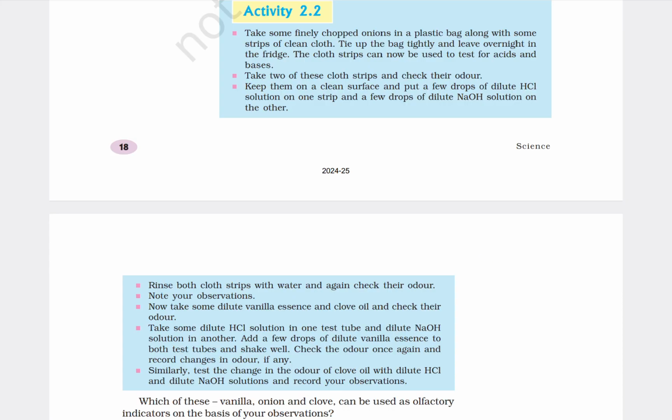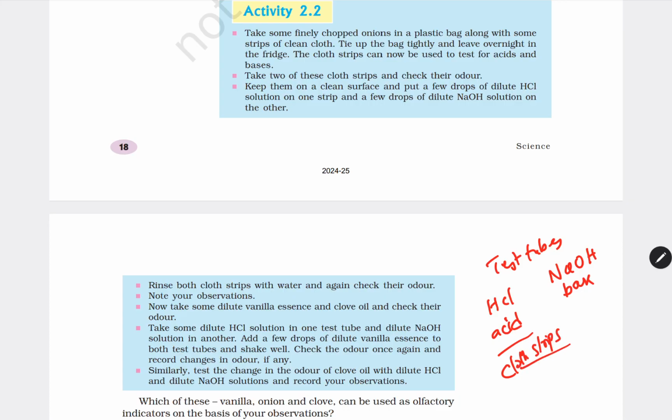So we need test tubes here. Test tubes we are taking. Take dilute hydrochloric acid solution, HCl, and dilute sodium hydroxide solution, NaOH solution. It is a base, it is acid. So water for rinsing the cloth strips. Cloth strips we are taking.